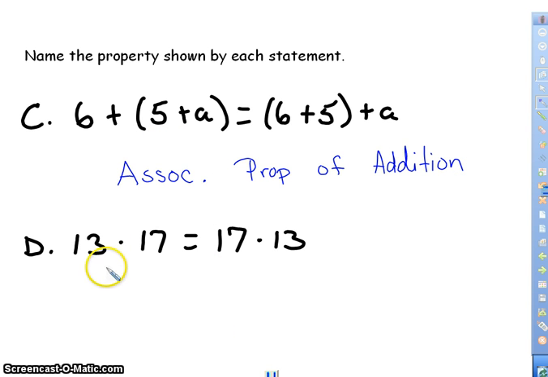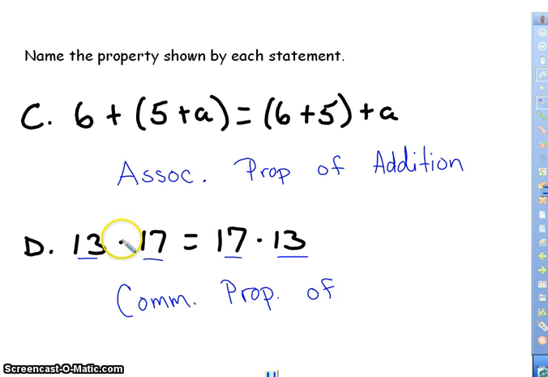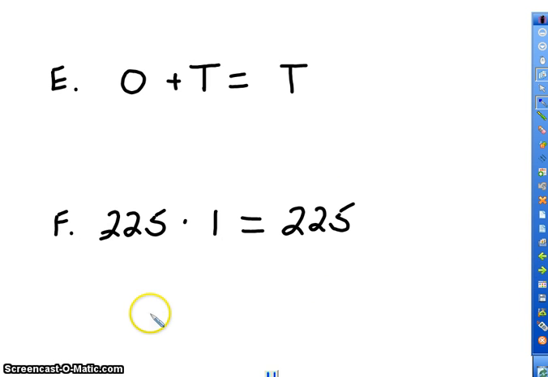Now for part D, I have a multiplication problem. And what's changing? Well, the order of these numbers is changing. So it's the same problem, but the numbers are switched, and we know when the numbers move, it's the commutative property. And this time, it's not going to be of addition, it's going to be of multiplication, because it's multiplication in this particular problem. Okay, go on to the next set here.